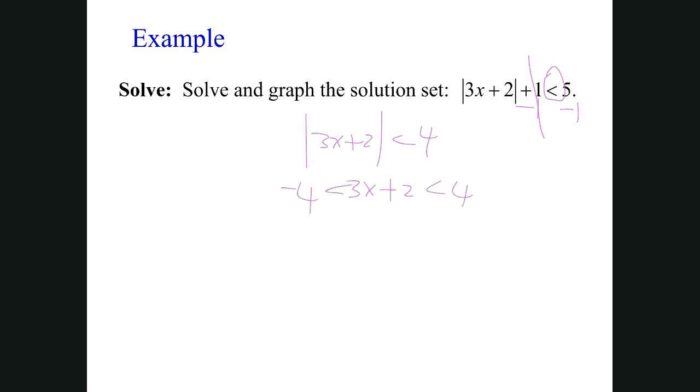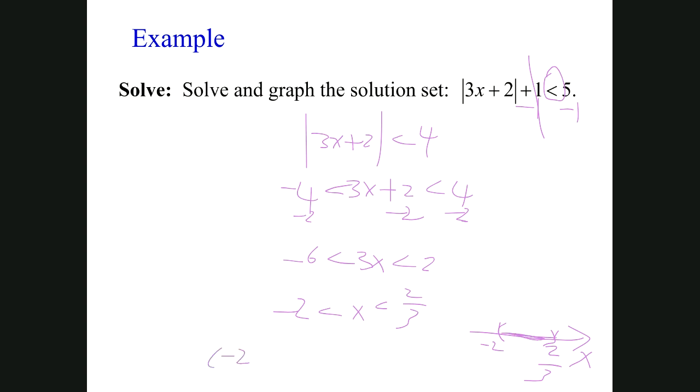So -2 on all of them to solve this one, and then I divide by 3. Since the 3 is a positive number, I don't have to change any direction. So this will be 2/3 and this will be -2. If I have to graph this one right here, you can do a little graph in here: -2, 2/3, and these will be parentheses. That is the graph, and my interval uses parentheses because I don't have an equal sign.